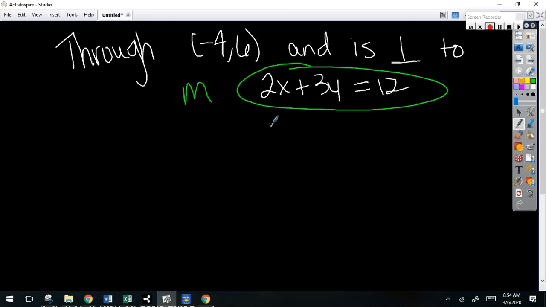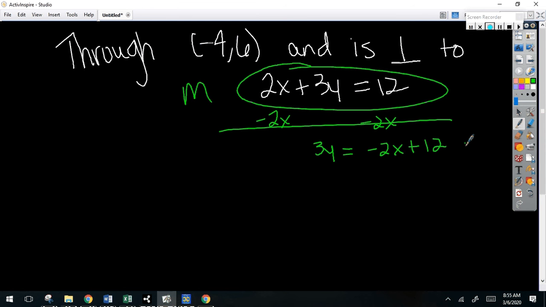That's exactly right. Subtract which one? I would move the 2x. Get y by itself so that you're in slope-intercept form. So move the 2x. So 3y equals negative 2x plus 12. Now what? Divide by 3.